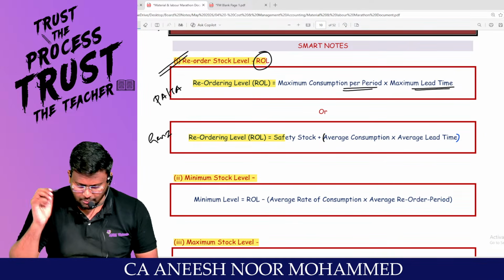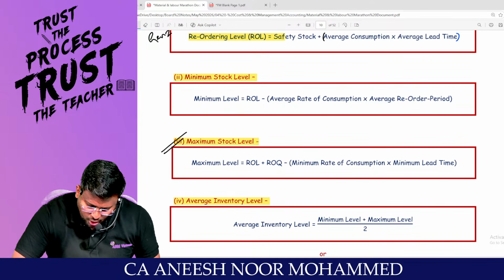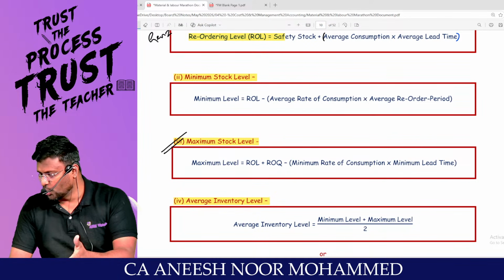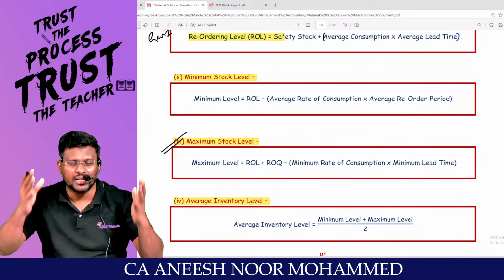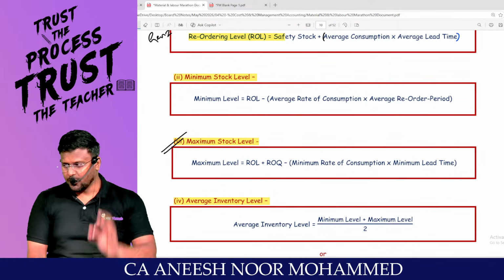Super, sir. I'm coming to the maximum stock level. I am coming and revising for you. 2 chapters I'll be revising, material and labor. You know why I am revising these 2 chapters? You should get the maximum marks in costing. Everyone should get an exemption.